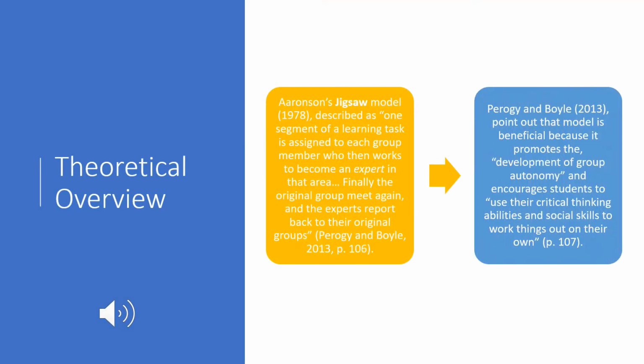One of the theoretical bases for our lesson plan comes from Aronson's jigsaw model. Pierogi and Boyle describe this model in the following way. One segment of a learning task is assigned to each group member, who then works to become an expert in that area. After researching their special areas, the experts from each group meet to compare notes and extend their learning. Finally, the original groups meet again, and the experts report back to their original groups.